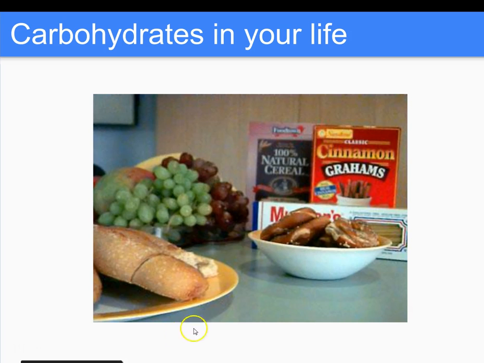So plan on having some notes taken from this presentation, and then in class we are going to spend some time doing some chemical testing of different types of foods and see if we can categorize them into the correct category, mono, di, or poly.